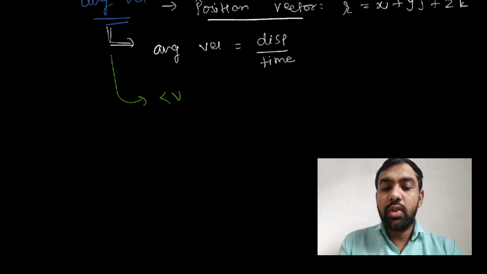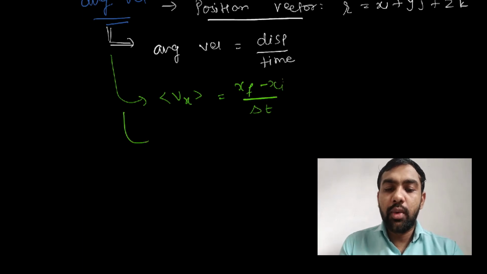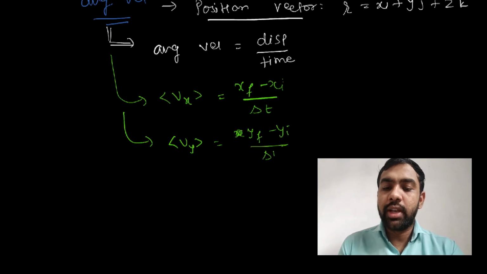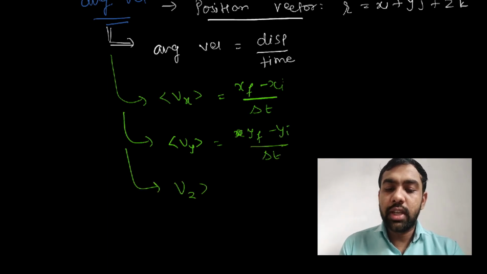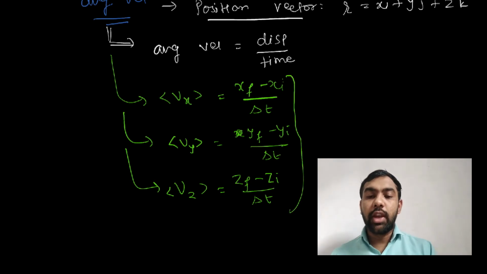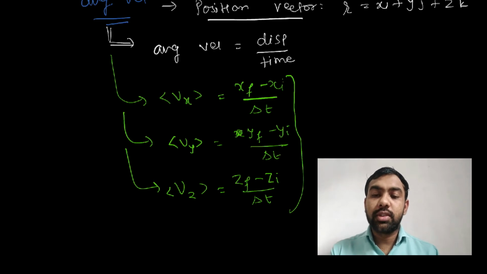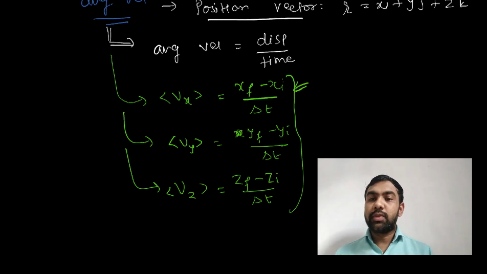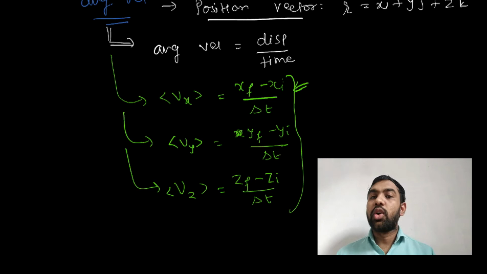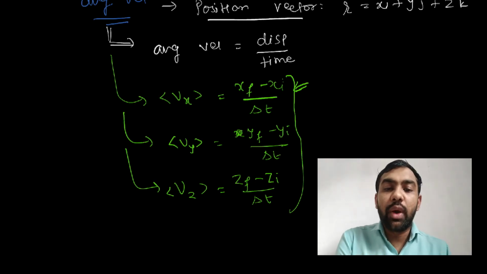Average velocity along x direction is equal to x final minus x initial upon delta t. Average velocity along y direction is equal to y final minus y initial upon delta t, and average velocity along z direction is equal to z final minus z initial upon delta t. So this is the equation of average velocity. Whenever you want average velocity, you use this equation, you get the answer. X final minus x initial gives vx, y final minus y initial gives vy, z final minus z initial gives vz. Okay, so this way you get the answer of average velocity.